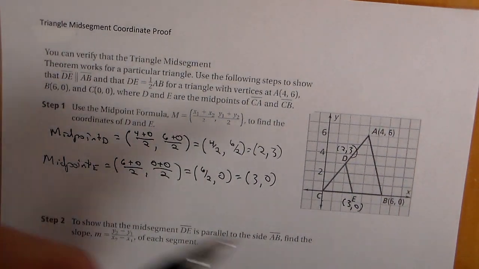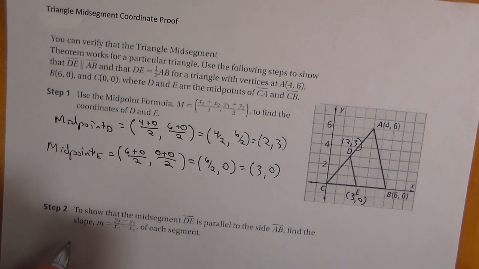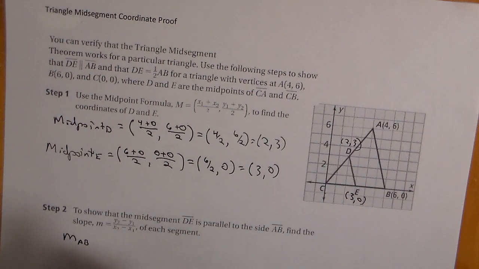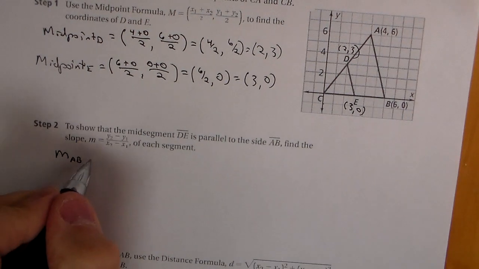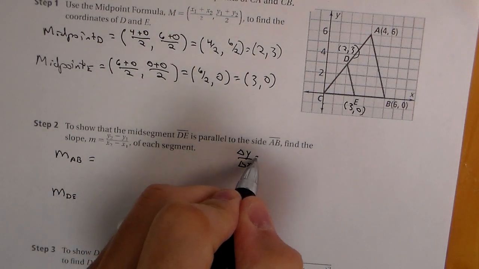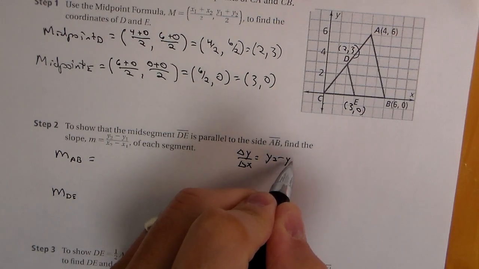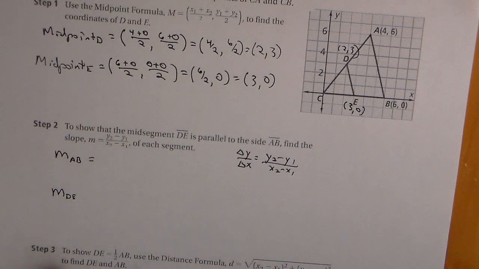So now we need to show that the midsegment DE is parallel to side AB, and we're going to use slope. So we're going to find the slope of AB. I'm going to write m_AB and then m_DE, using the name of the segment as the subscript. Now slope, we have to remember, is change in y over change in x. That's y2 minus y1 over x2 minus x1, or the difference of the y values over the difference of the x values.